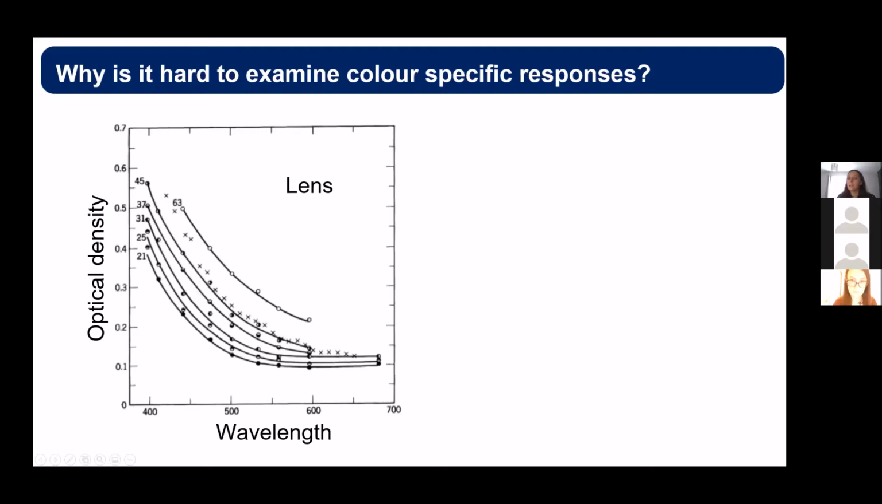On the y-axis, we have optical density, which is just the log of absorption. On the x-axis, we have the visible spectrum from 400 to 700 nanometers. Each line is a person of a different age, with the arrow pointing up as participants get older. As we can see, the spectral absorption properties of the lenses in the eye vary systematically with age. This particular issue can be overcome by testing young age-matched participants.